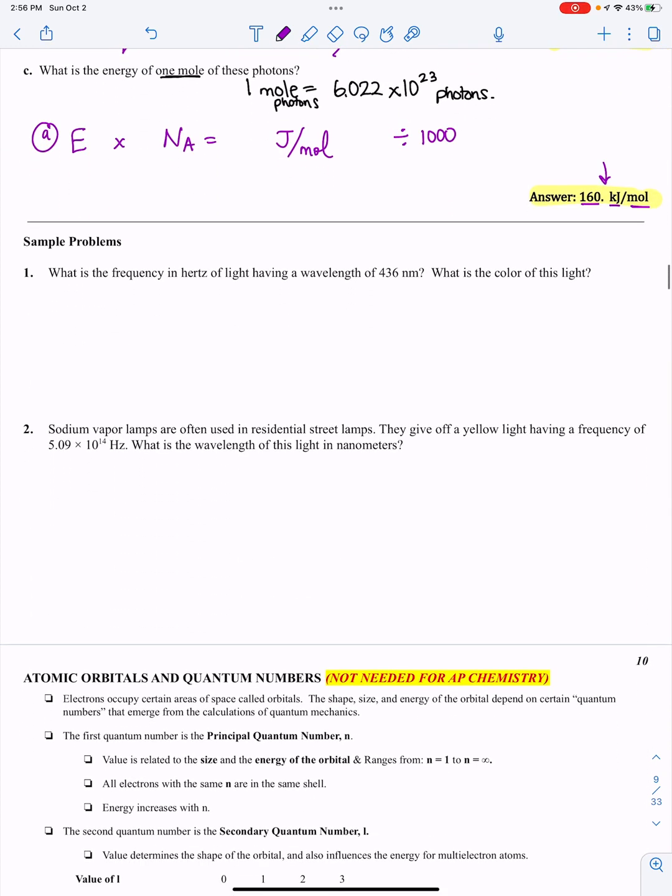And then try on your own sample problems 1 and 2. These you'll need to turn in, 4 points.